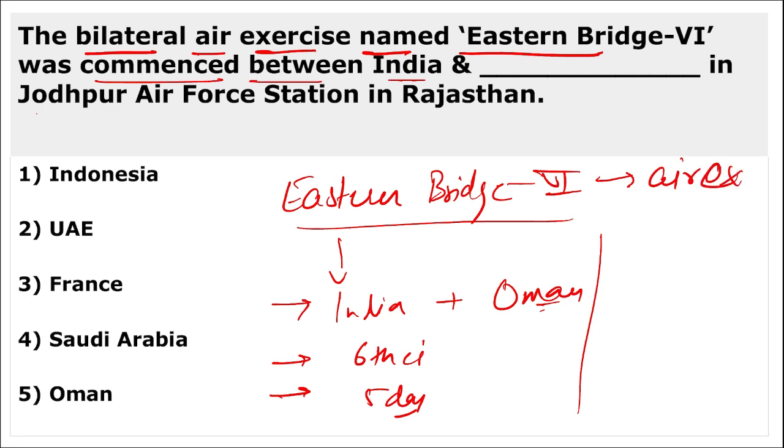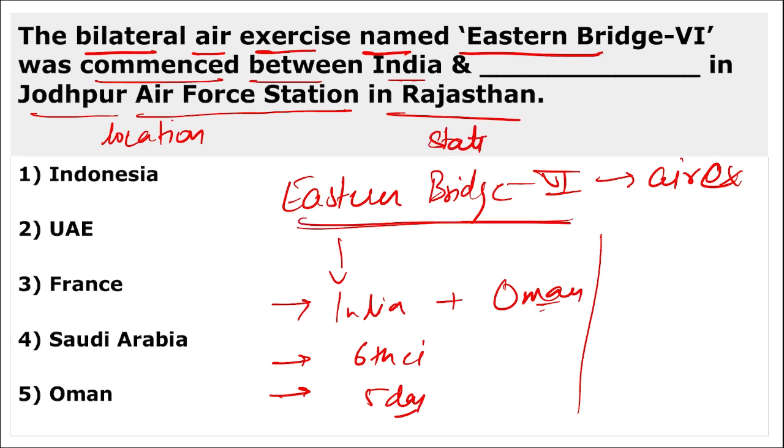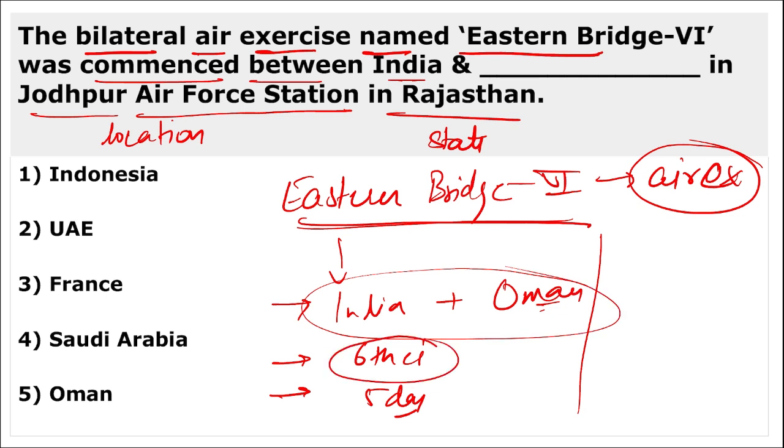It was held at the Jodhpur Air Force Station in Rajasthan. So Eastern Bridge 6 is an air exercise, held at Jodhpur Air Force Station in Rajasthan, between India and Oman. It is the sixth edition of the exercise, and this was a 5-day long exercise that you should know. Alright, next. Let me write the correct answer.